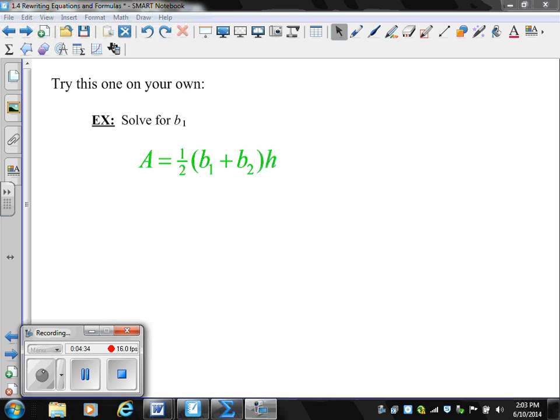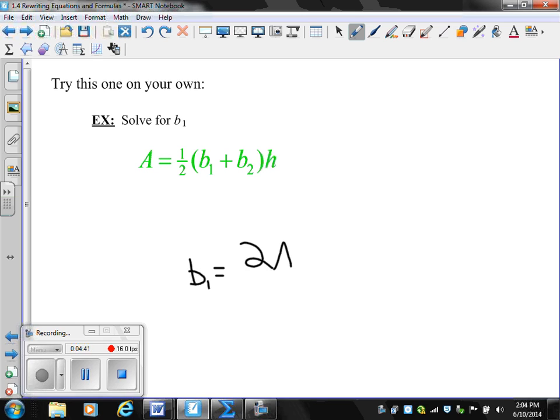So the solution I get is B sub 1 is going to be 2A over H, and then minus B sub 2. So did you clear the fraction in this one? Did you multiply both sides by 2 at first? And then you should have divided by H, and then you should have subtracted B sub 2. So hopefully you saw that.